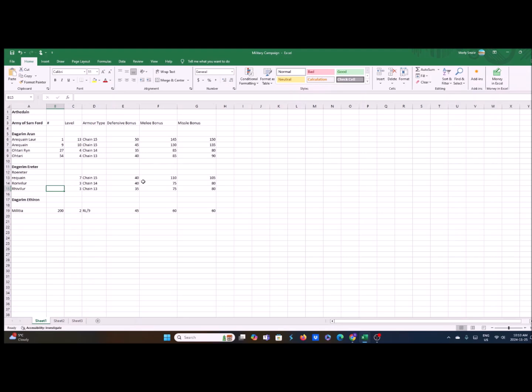So when it comes to these numbers, the melee bonus is obviously your primary weapon, your sword, spear, whatever. And your missile bonus is if you choose to fire arrows. So when it comes to battle, you can sit there and fire arrows while they charge. Now you notice I haven't filled in the Dagenham Editor yet. They're level 3s, but they're basically equipped the same as the Royal Army. Almost same, slightly different. And then we have the Dagenham Etheron, which is the militia. We don't know how many of them yet we have. They are level 2. They wear rough leather, and so forth. Let's find out how many we get.